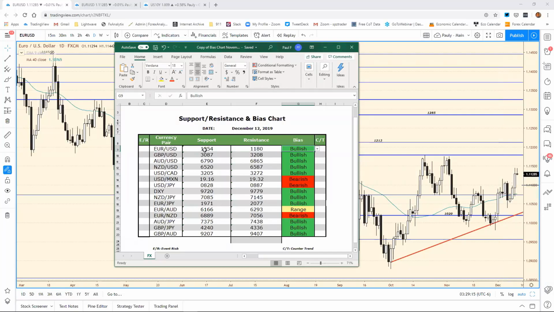On the downside, we will be looking at 1082, right there, 1082.